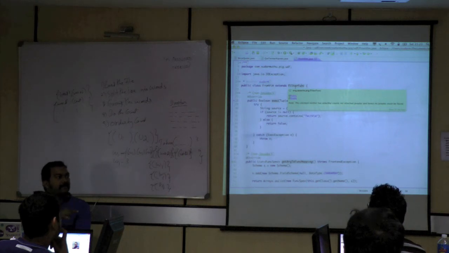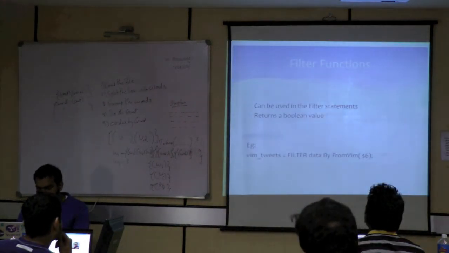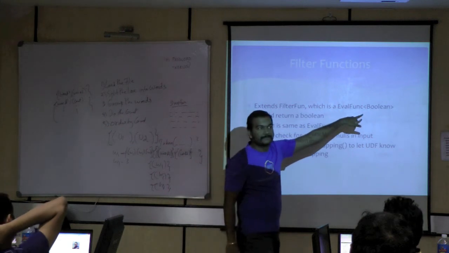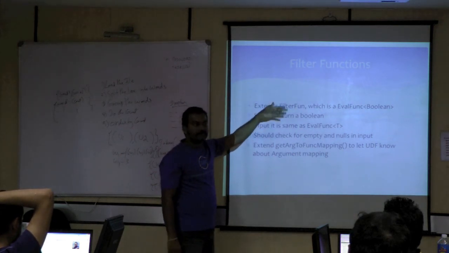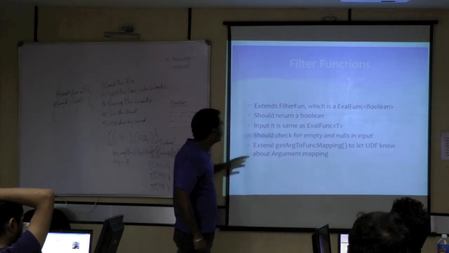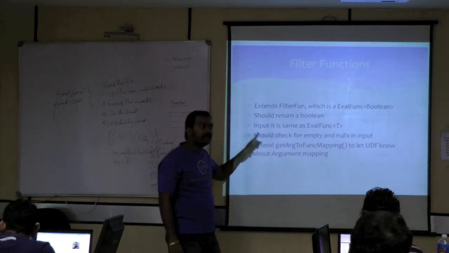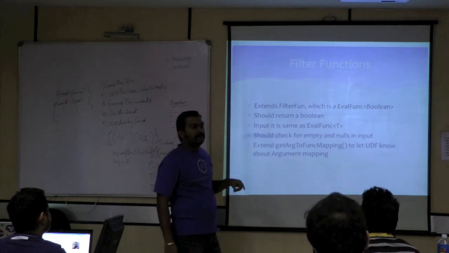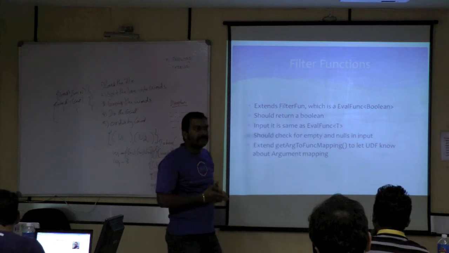And the return type is hard-coded as Boolean. Apart from that, pretty much all the other things are the same for a filter function. So you have to use FilterFunc, which is an EvalFunc of Boolean, and it should return a Boolean, and the input is the same as EvalFunc. Whatever logic we have to use, we should also check for the empties and nulls in the input. The same logic, and the getArgToFuncMapping should also be done in the same way. But here we don't need the output schema mapping because the output schema is already done by the filter. Basically, it's a Boolean. You can look into the source code of this and find out how they have defined the output schema.